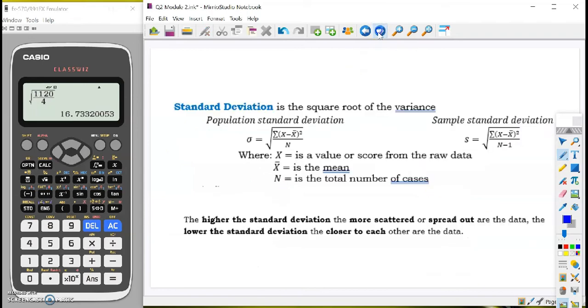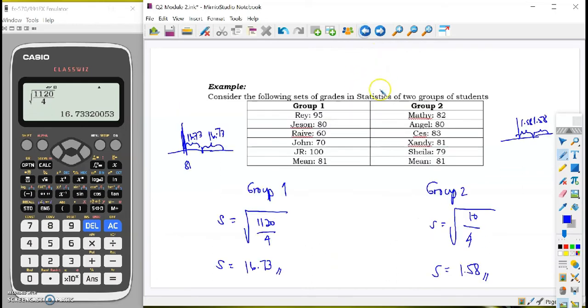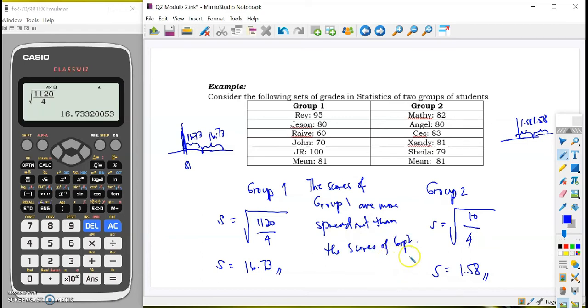Therefore, in the standard deviation, we can say that the higher the standard deviation, the more scattered or spread out is the data. We can also say that it's farther from the mean. So, we can conclude here that the scores of group 1 are more spread out than the scores of group 2. We can also say that the scores of group 2 are closer to the mean compared to the scores of group 1. So, that's what the standard deviation is all about, on how spread out or how close to each other the data are, just like the range.